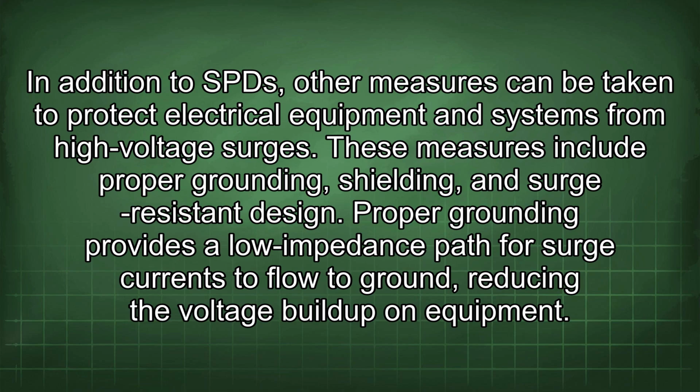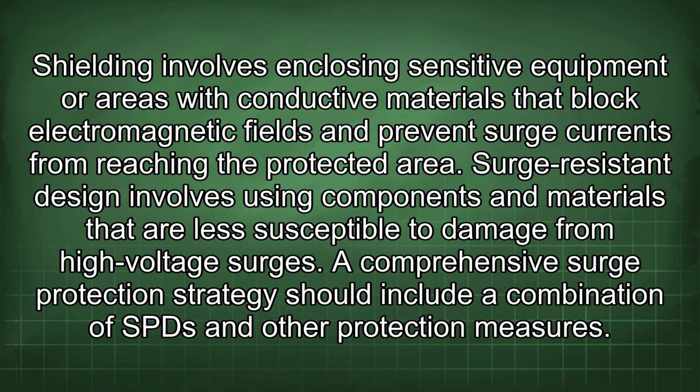These measures include proper grounding, shielding, and surge-resistant design. Proper grounding provides a low impedance path for surge currents to flow to ground, reducing the voltage buildup on equipment. Shielding involves enclosing sensitive equipment or areas with conductive materials that block electromagnetic fields and prevent surge currents from reaching the protected area. Surge-resistant design involves using components and materials that are less susceptible to damage from high-voltage surges.